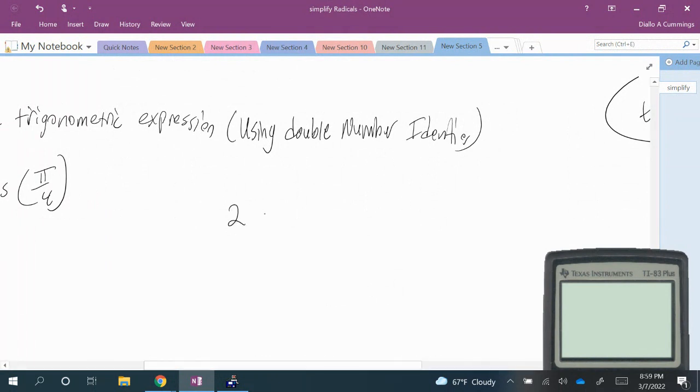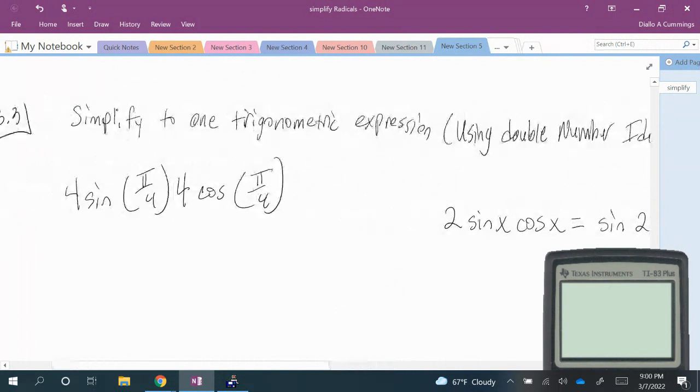Two times the sine of x times the cosine of x is equal to the sine of 2x. Right? But that kind of looks clearly different than what I have here. I have like 4 times the sine of x, where x could be pi over 4, our angle measure, times 4 times the cosine of pi over 4.